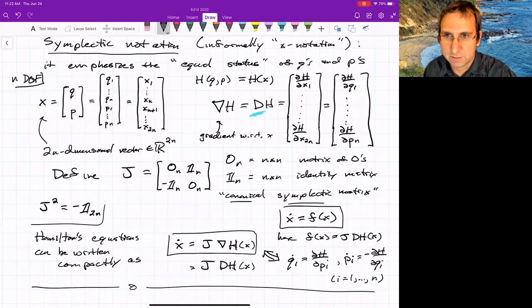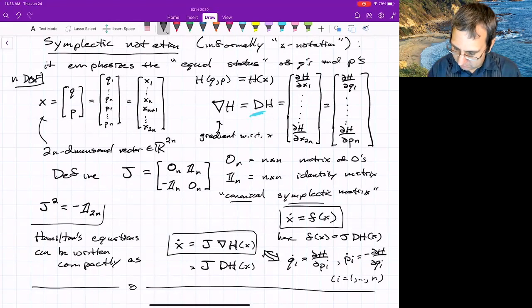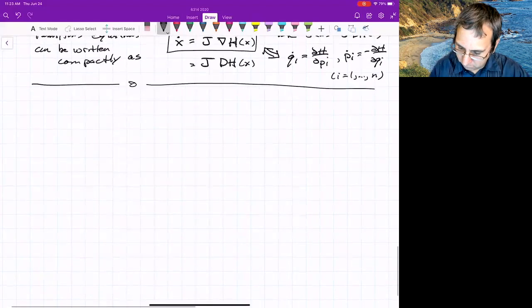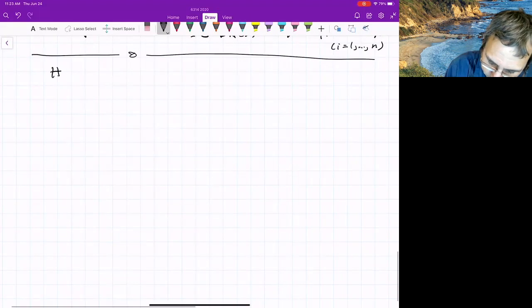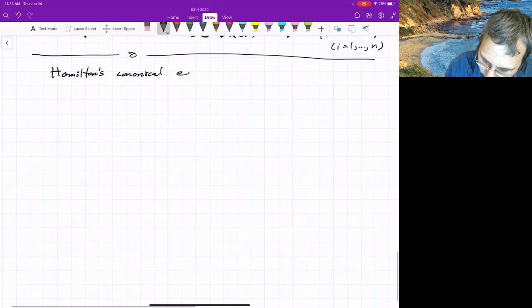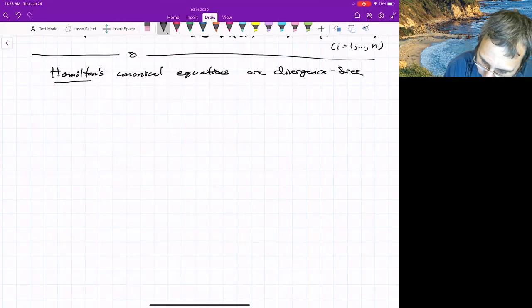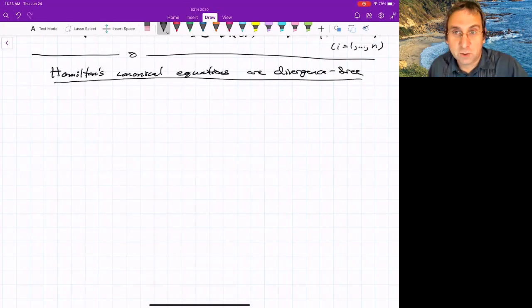There are some interesting properties for Hamilton's canonical equations. I'm thinking of systems without non-conservative forces. Hamilton's canonical equations are divergence-free. So if you viewed it as a fluid, you could calculate the divergence.